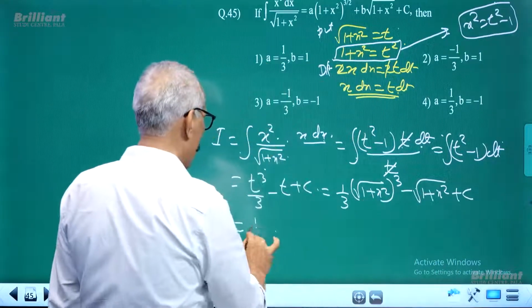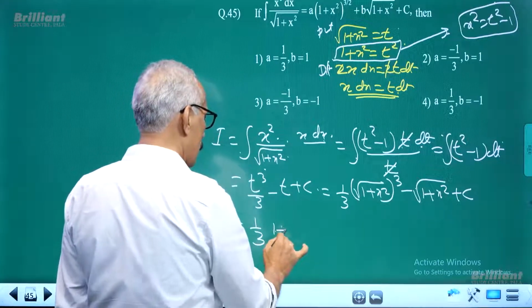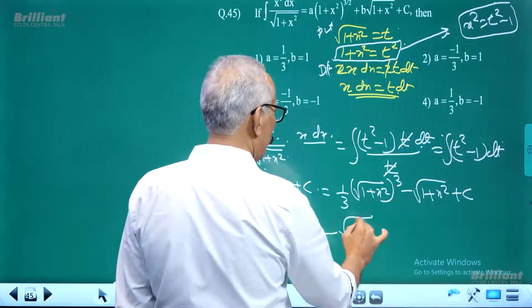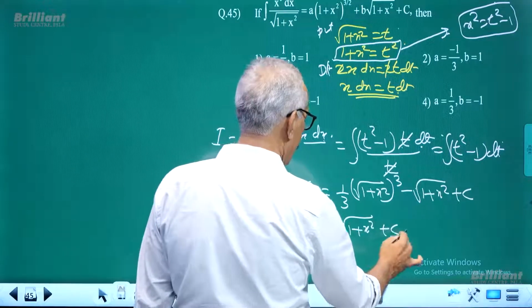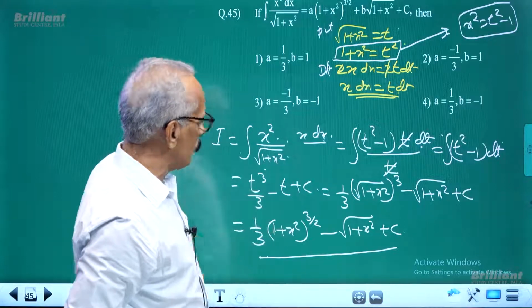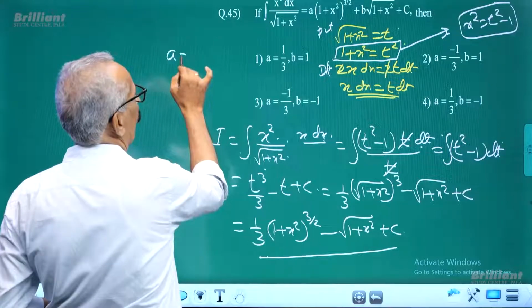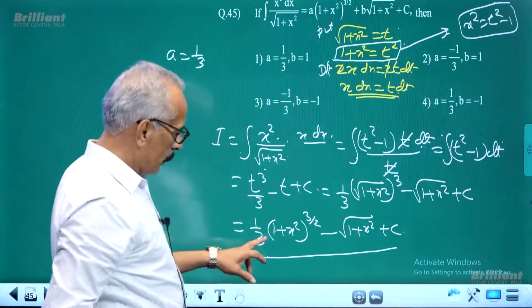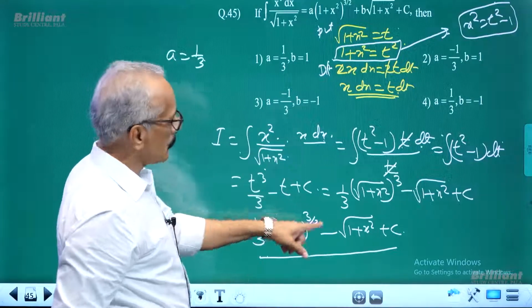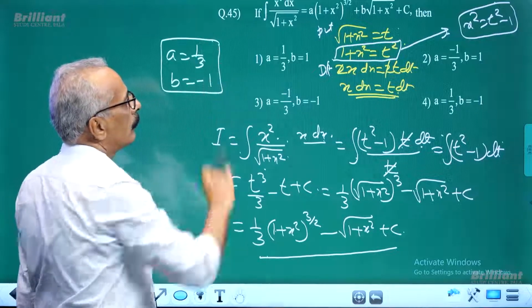Now, this is equal to 1 by 3 into root raised to 3, what is that? Root raised to 3, that is 1 plus x square raised to 3 by 2, minus root of 1 plus x square plus c. Now, compare with this. It's given as a into 1 plus x square raised to 3 by 2. So what's your a? Your a will be equal to 1 by 3. Then plus b into root of 1 plus x square. So b will be equal to what? Minus 1.